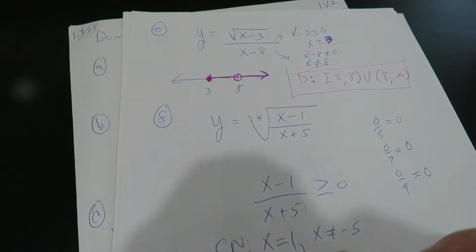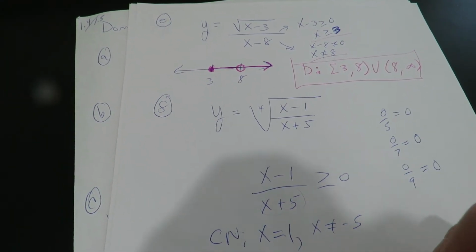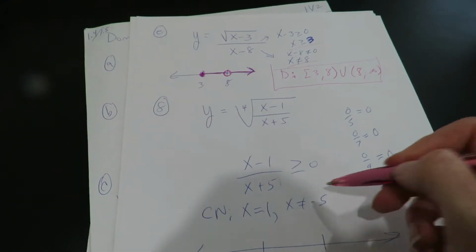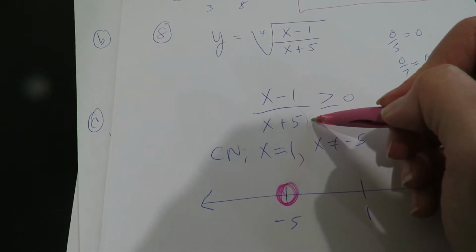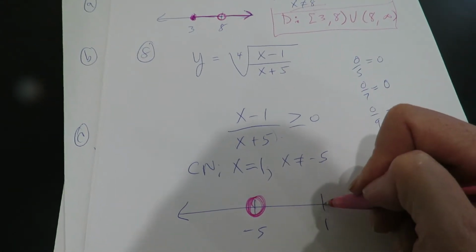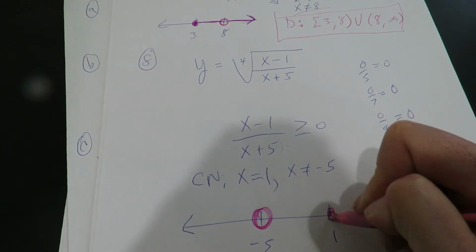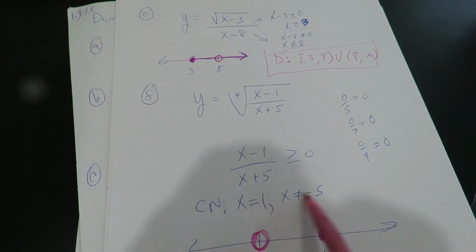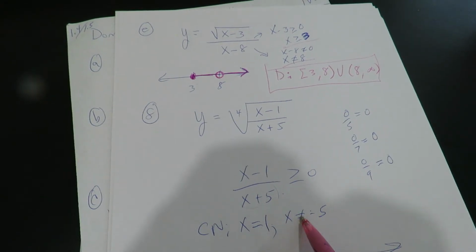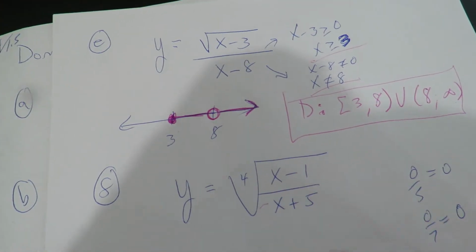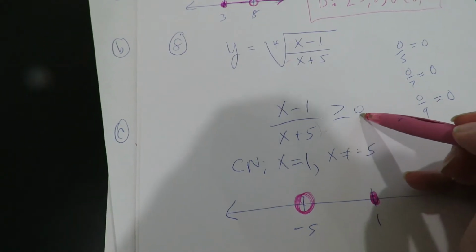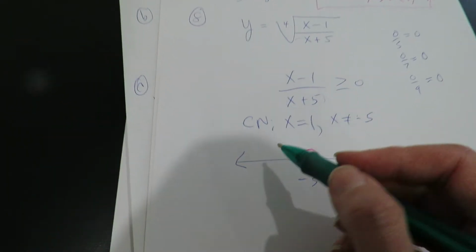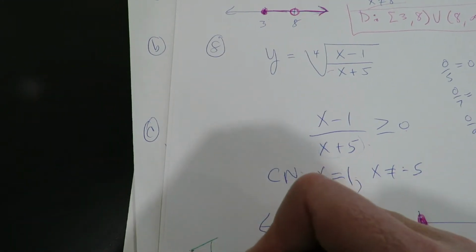So when I put it on the number line, I can't have -5 because you can't divide by 0. That's a restriction. And at 1, it's positive. Now, the reason why this is not simply done is because this is under the radical. So now I'm going to test this part. I'm going to make sure that this whole thing stays positive. So I'm going to pick test values like I did before.